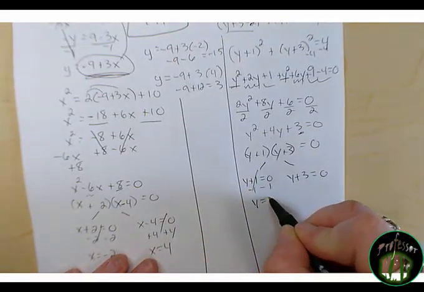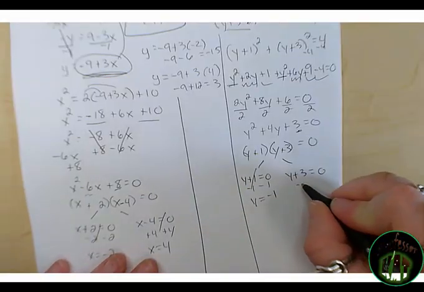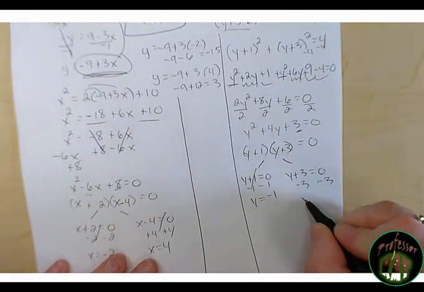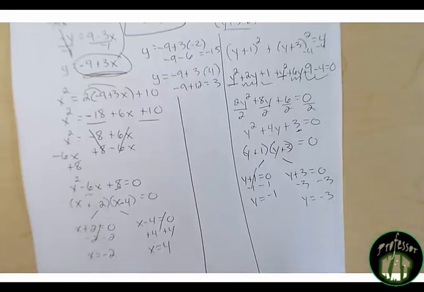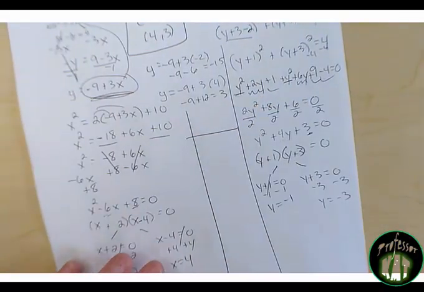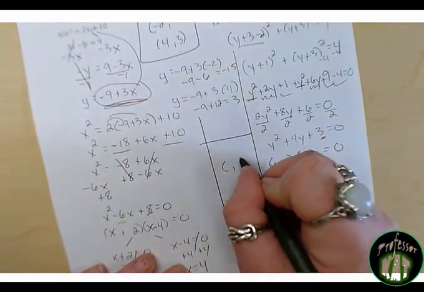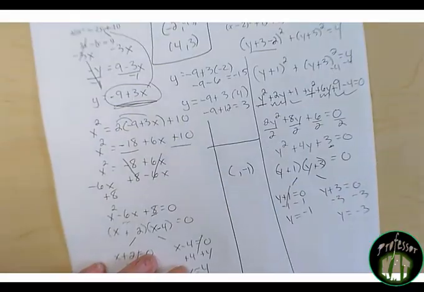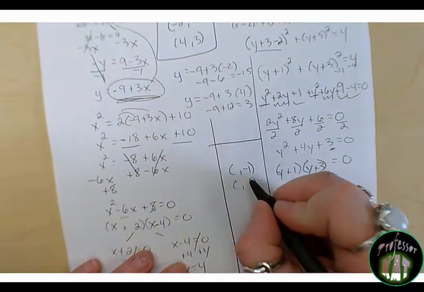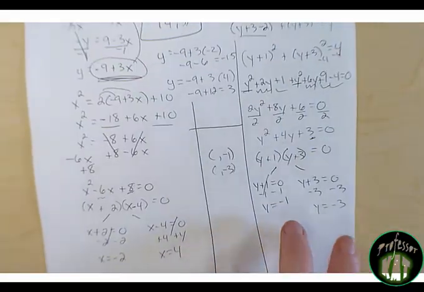Subtract 1 on this side here, and y equals -1. Subtract -3, and we get, I'm subtracting that 3, gives us y is -3. So for this one here, I see that I have two different y's. One of them I have y is -1. The other one I have y is -3.